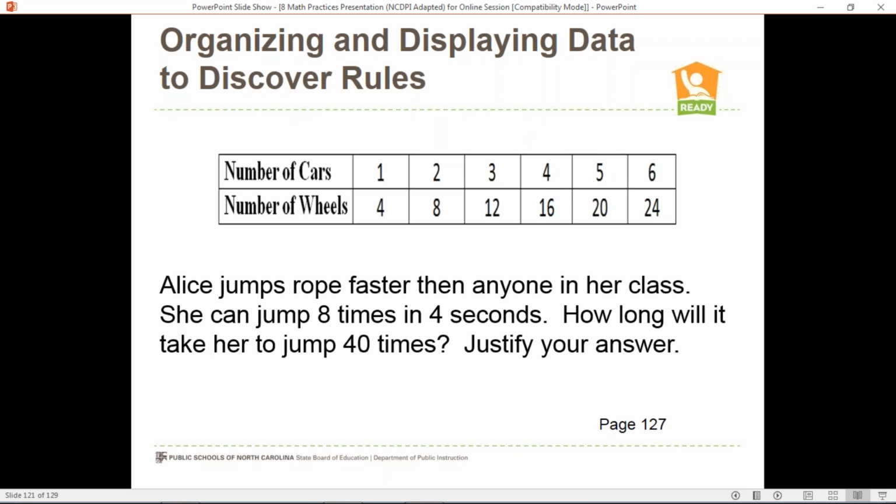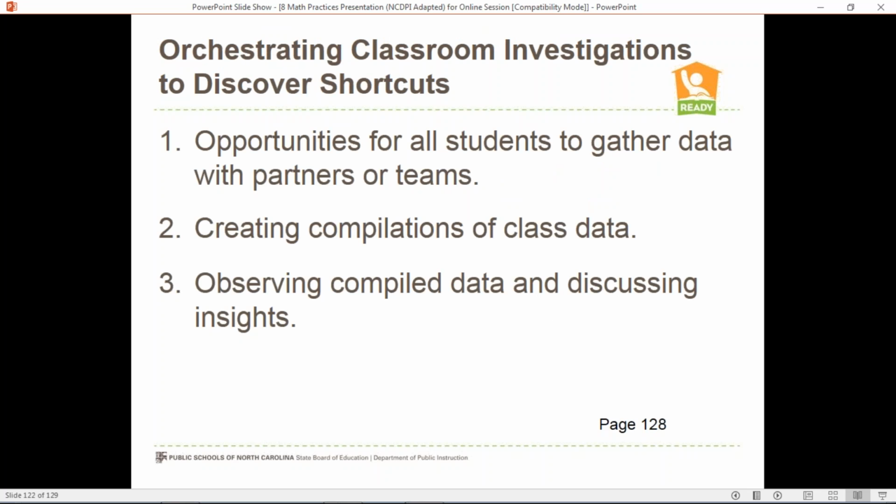You and I might look at that and say, well, it's 8 times 5, right? It will give me 40, so it's going to take her 20 seconds. But that's the result of doing a lot of these repeated reasoning tasks, right? So it's, well, if I can do it this many times in this amount of time, how do I extend that? And then how do I kind of prove that? How do I justify my answer?